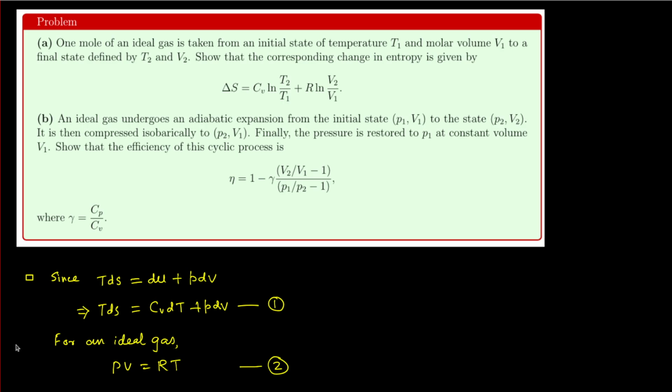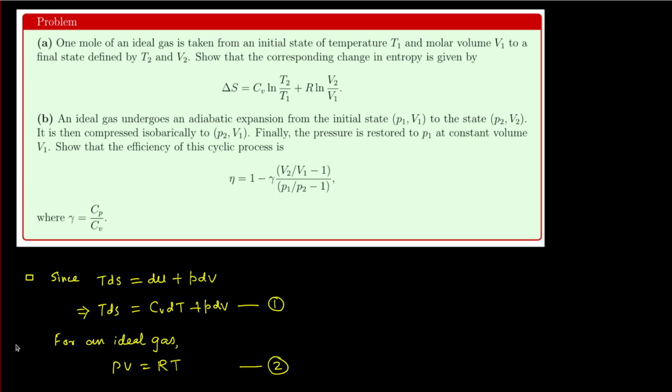1 mole of an ideal gas is taken from an initial state of temperature T1 and molar volume V1 to a final state defined by T2 and V2. Show that the corresponding change in entropy is given by delta S equals Cv ln T2 by T1 plus R ln V2 by V1.